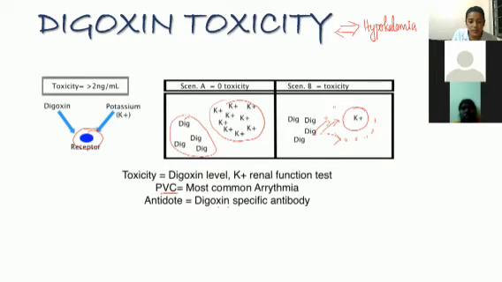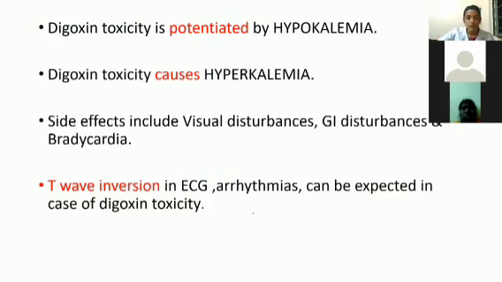The antidote will be digoxin specific antibody. So I said that digoxin toxicity is potentiated by hypokalemia, or decreased potassium level. The next point is that digoxin toxicity causes hyperkalemia. I said that toxicity happens due to hypokalemia, but once the digoxin toxicity has occurred, it will cause hyperkalemia. Hyperkalemia means an increased level of potassium in the blood.